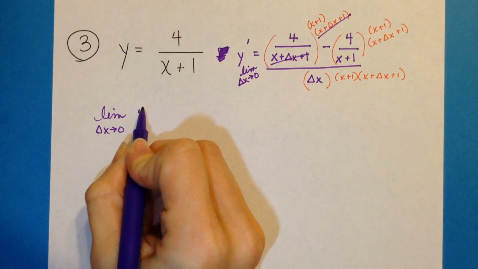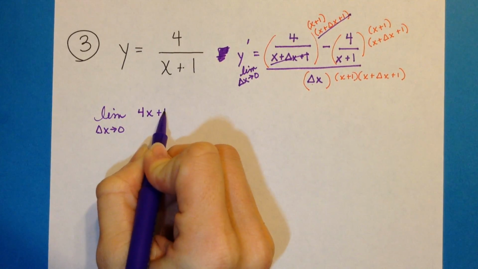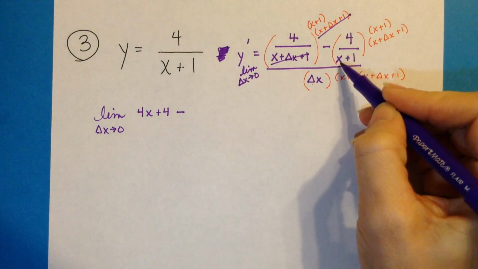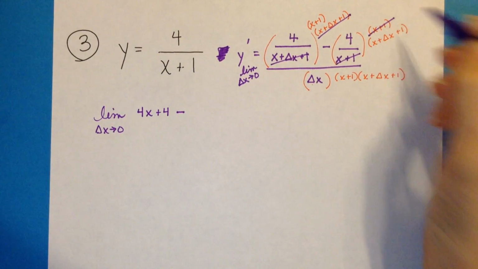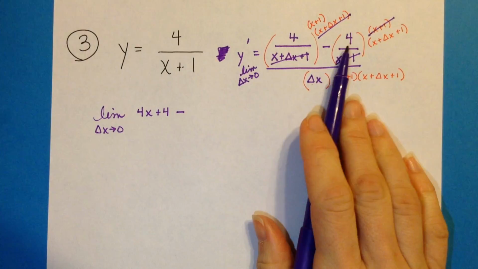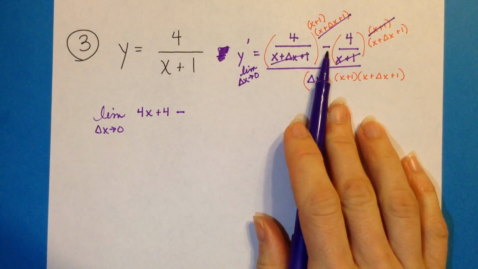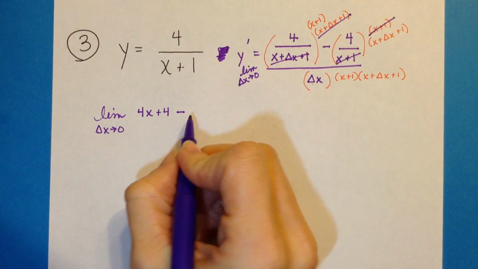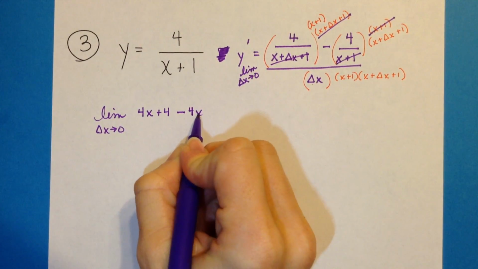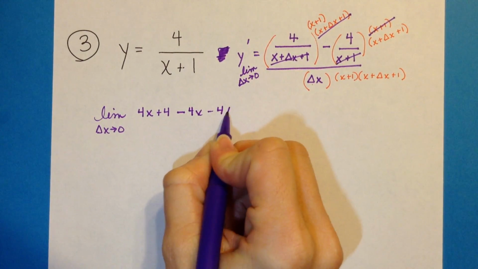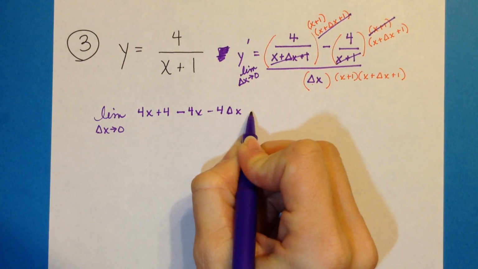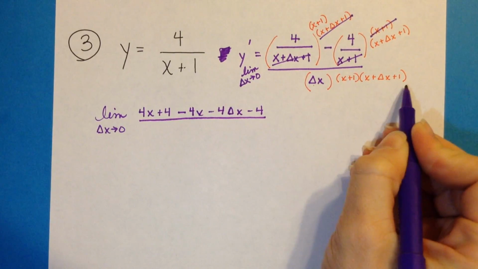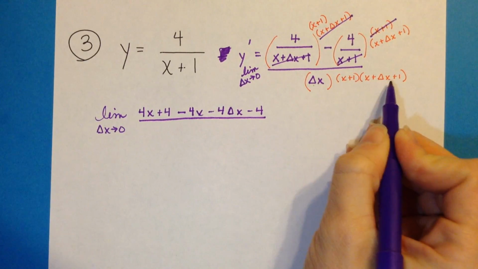So that's going to give me 4x plus 4. Right here, the x plus 1s are going to cancel, and I'm going to go ahead and distribute this step as well, but don't forget the minus sign, so I'm going to treat this as a negative 4. So I would have a negative 4x minus 4 delta x minus 4. All right, do not multiply out your denominator, just this times this times this.